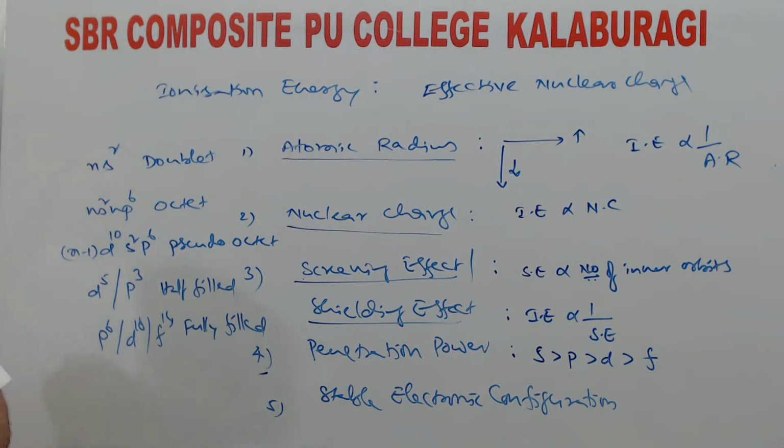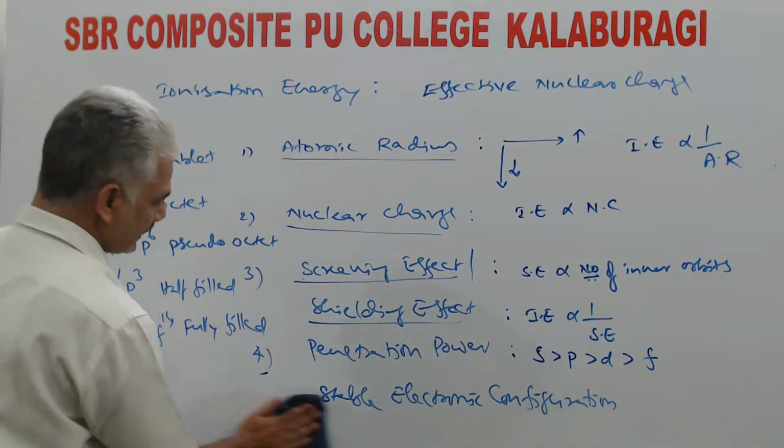Among various types of stable electronic configurations, octet configuration is the most stable, followed by doublet, followed by pseudo octet, then it is followed by fully filled, and it is followed by half filled. So whenever we come across these configurations, there will be sudden increase in the ionization energy values of the elements.